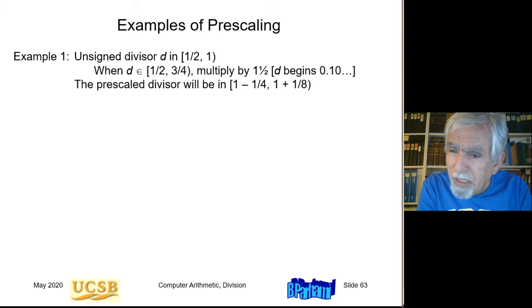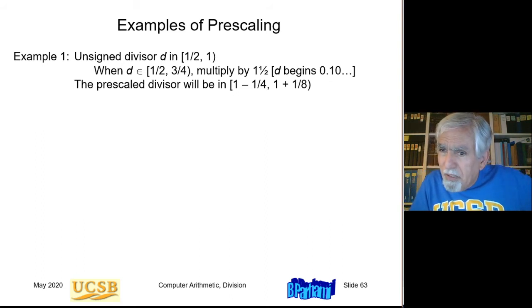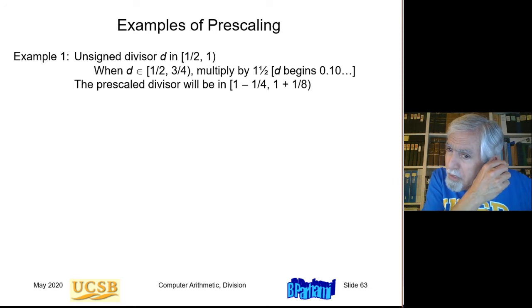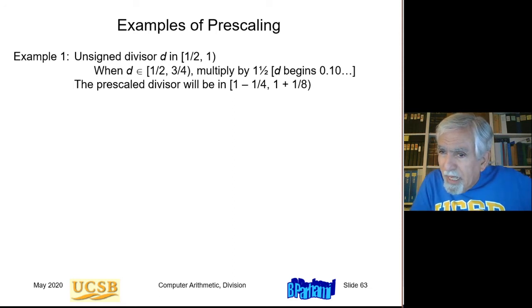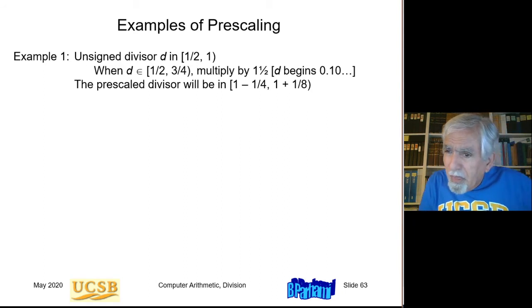So suppose my unsigned divisor is in the range 1/2 to 1. So D min is 1/2. D max is 1. So here's my scaling process. Whenever D falls in the range 1/2 to 3/4, in the lower half of that interval, 1/2 to 1, we multiply D by 1.5. And we know that D falls in that range 1/2 to 3/4 if D begins with 0.10.